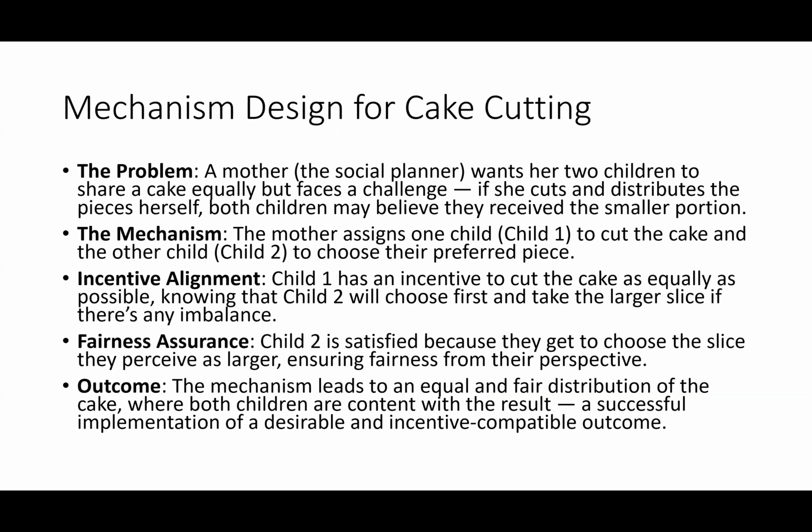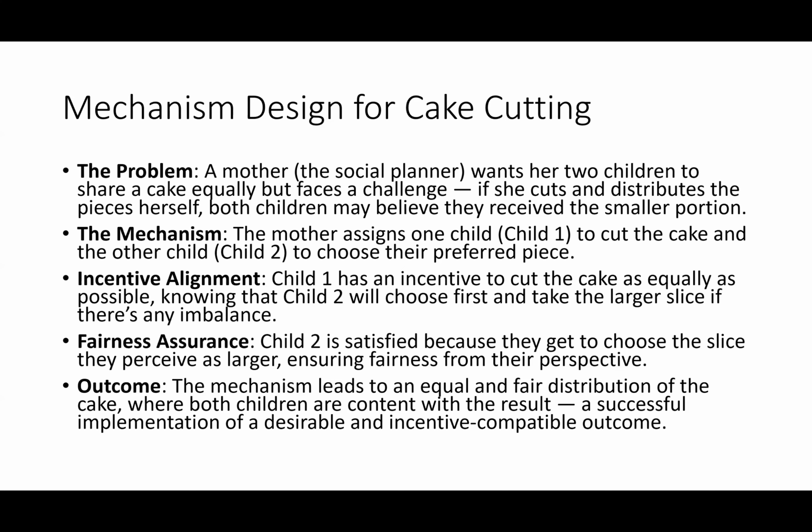What we need to know is what we call the incentive alignment in this case. Now, to note that the first child has the incentive to cut the cake equally, and then the other person also has the incentive to pick the bigger cake. So each of them at the end of the day has that assurance that I did what I feel would make me satisfied.